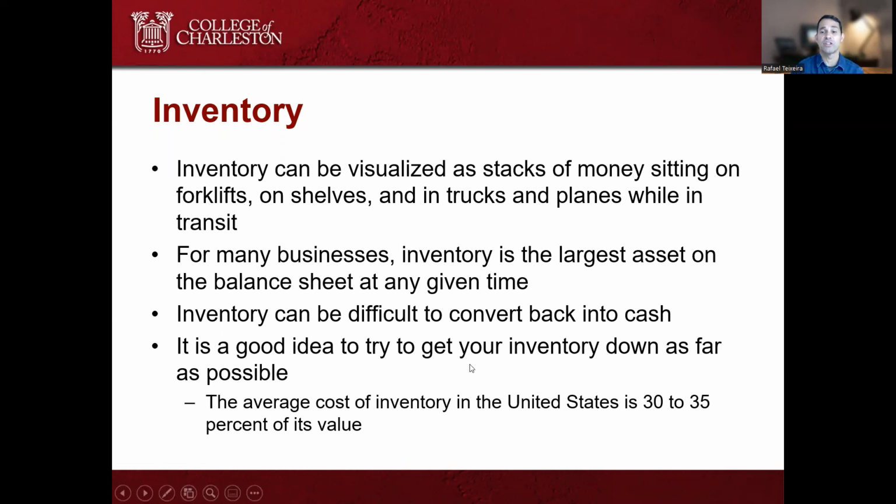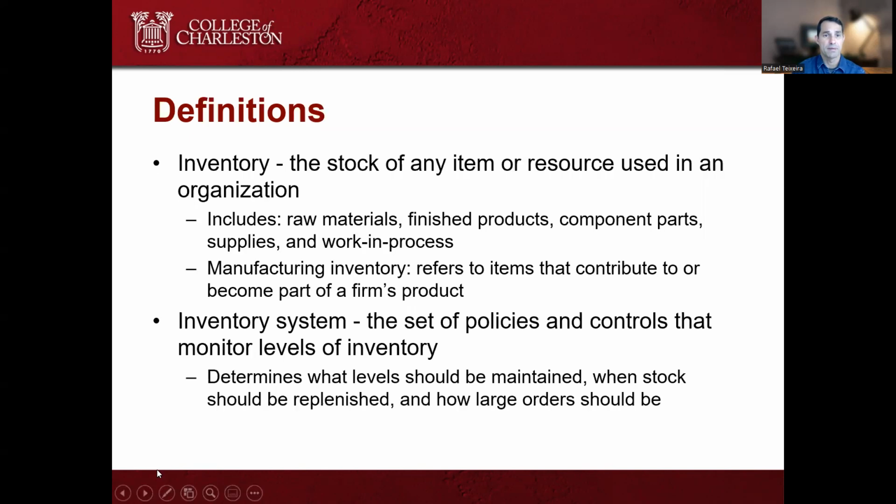It's a good idea to try to get your inventory down as far as possible. So what companies want is to sell everything and reduce inventory, because then they don't have much money invested in inventory. The average cost of inventory in the United States is 30 to 35% of its value. So you see that is a lot of money. One third of the value is the cost of inventory in the United States. So it's a lot of money. And not only in the United States, all other countries are very similar. But it's good to have a reference from the US.